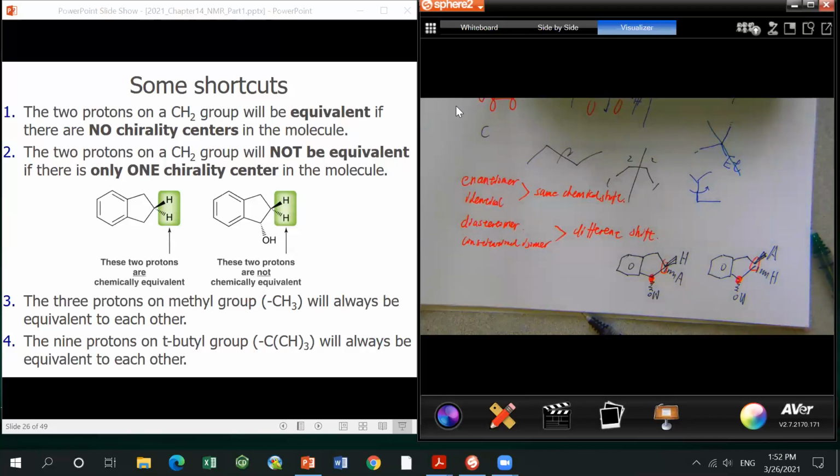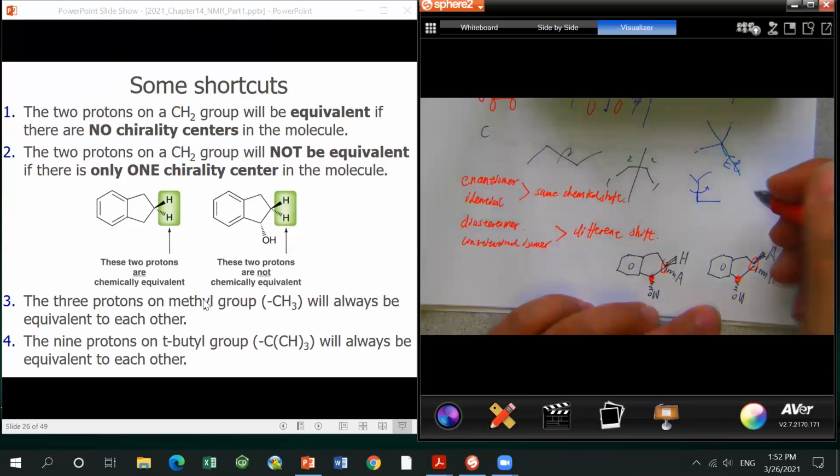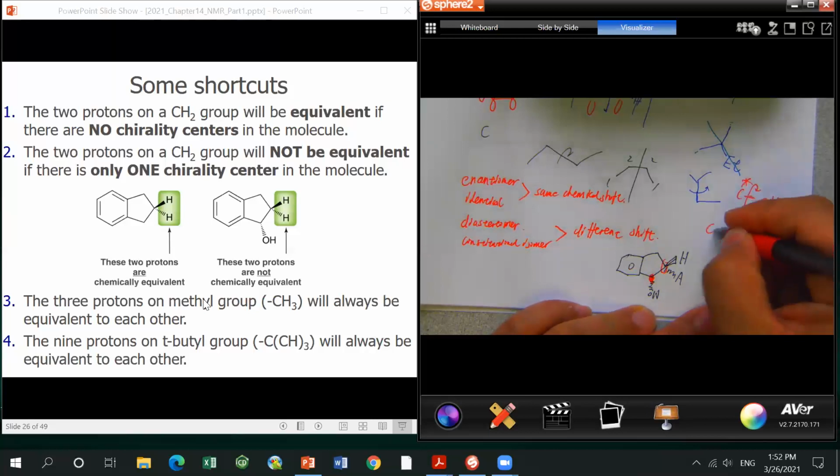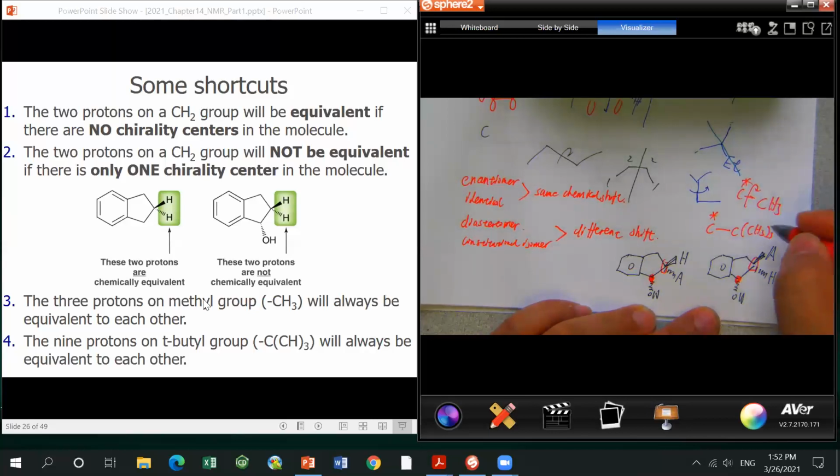Also, in any situation, CH3 always shows the same chemical shape. All three protons on the CH3 show the same chemical shape, even if you attach a chiral carbon, because you can quickly rotate this bond, so the CH3 averages out. Similar thing for the t-butyl group: the nine hydrogens, the three CH3, also show the same chemical shape, even when bound to chiral carbons. Please remember, that's very important information.